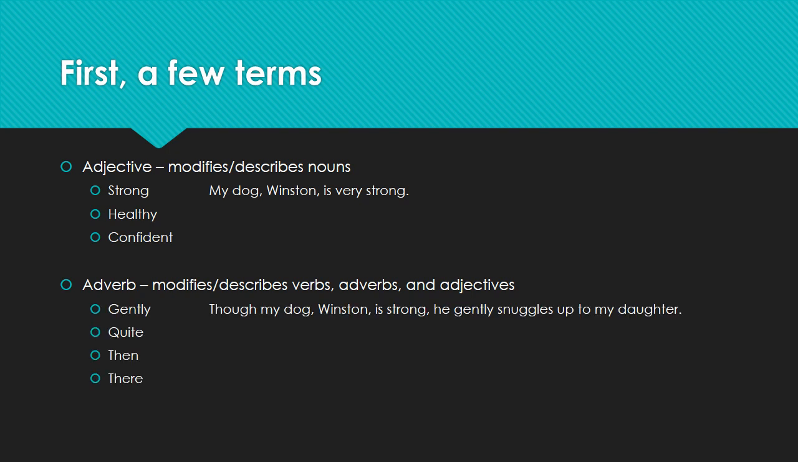An adverb modifies or describes verbs, adverbs, and adjectives. An example of an adverb is gently, as in, though my dog Winston is strong, he gently snuggles up to my daughter. In this sentence, gently is modifying the verb snuggle.